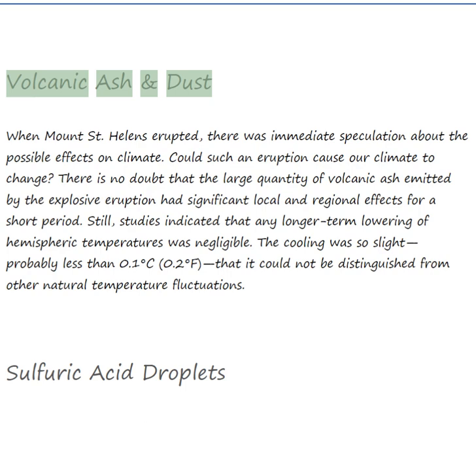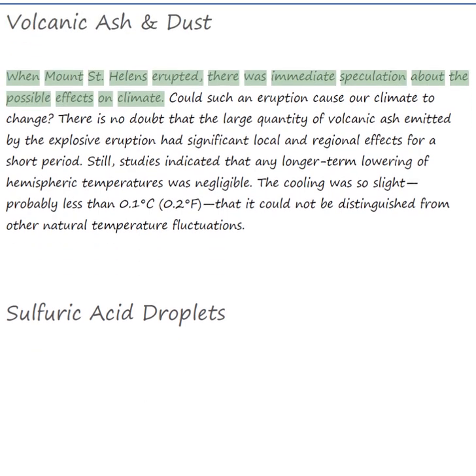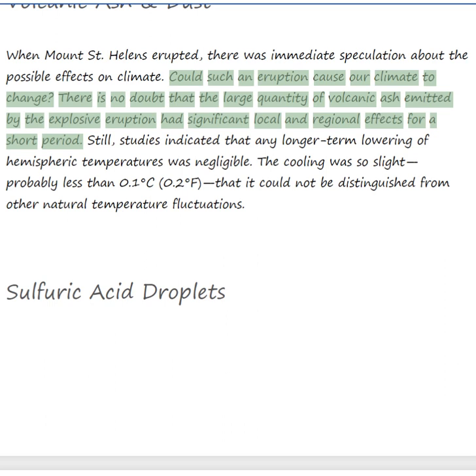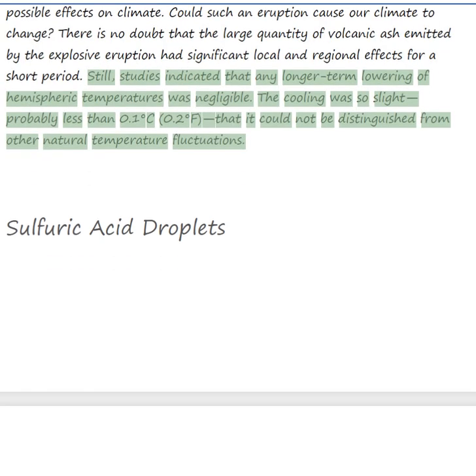Volcanic ash and dust. When Mount St. Helens erupted, there was immediate speculation about the possible effects on climate. Could such an eruption cause our climate to change? There is no doubt that the large quantity of volcanic ash emitted by the explosive eruption had significant local and regional effects for a short period. Still, studies indicated that any longer-term lowering of hemispheric temperatures was negligible. The cooling was so slight, probably less than 0.1 degrees Celsius, that it could not be distinguished from other natural temperature fluctuations.